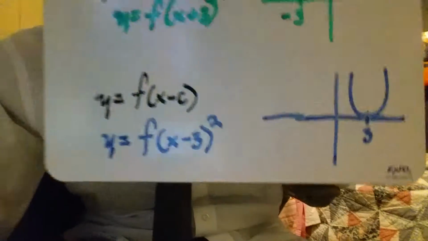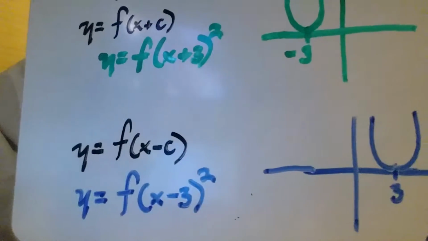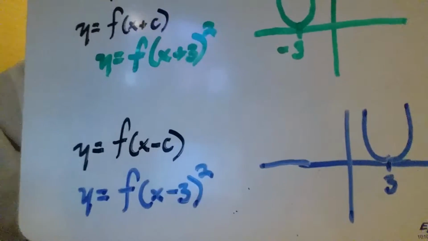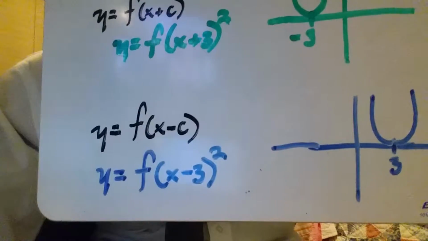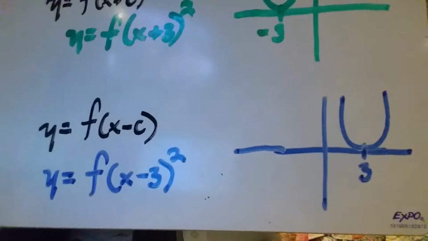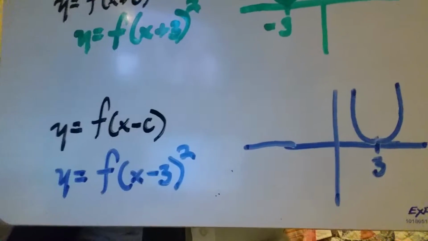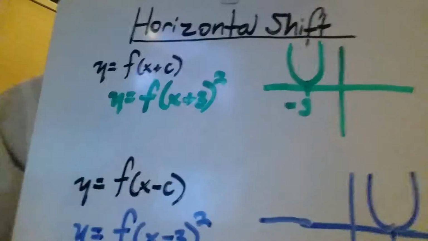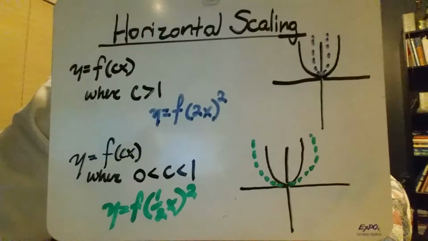All right? Here we have the reverse of that, which is y equals f of (x minus c) squared, in this case, our base equation. And of course, I've used 3 again in this case. Now, as you can see here, you're going to move along the positive x-axis. So this can be somewhat counterintuitive, and it's just something you have to remember. But this is how you're going to do horizontal shifting.